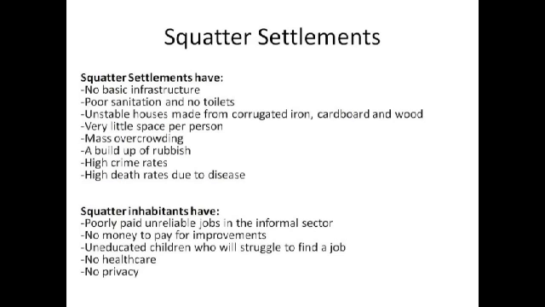Squatter settlements have no basic infrastructure, poor sanitation and no toilets, which leads to really bad health. Unstable houses made from corrugated iron, cardboard and wood, leading to major collapse if there's an earthquake or something bad like that. Very little space per person, like 2 meters square per person, which is like mini. Imagine living in an area that small. There's mass overcrowding, so loads and loads of people. A build-up of rubbish which stinks. High crime rate and high death rates due to disease.